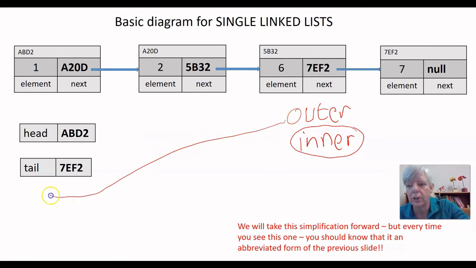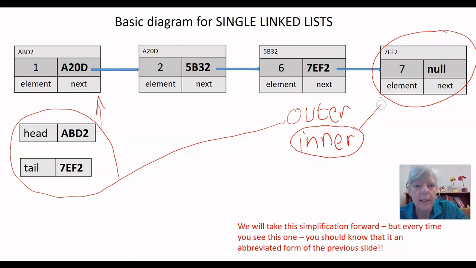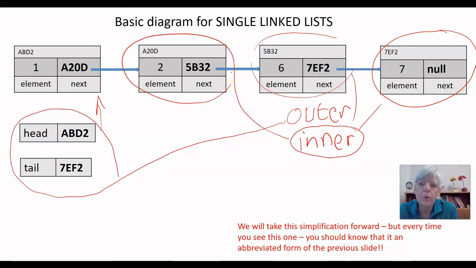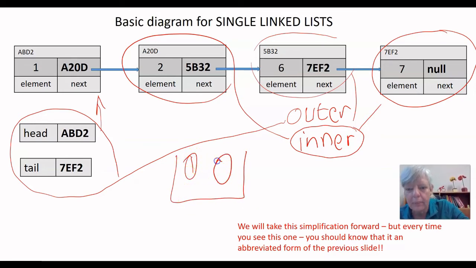So the outer class contains the head and the tail and an element. But each element is an object of the inner class. We call the outer class a container, like a bucket, like something you put other things in. There's my container. And what do I put in here? You've guessed it. Nodes. But there are two very special things inside the container. And you've guessed it, the head and the tail.